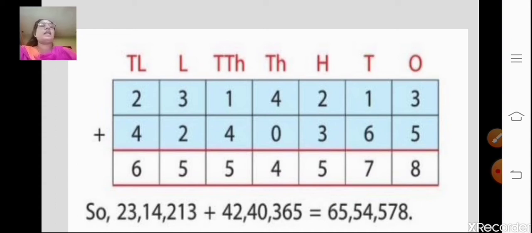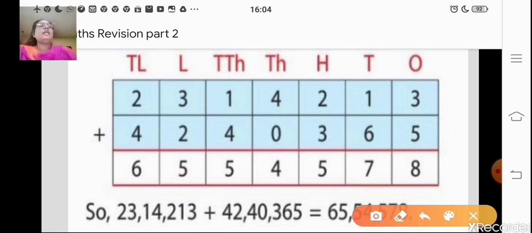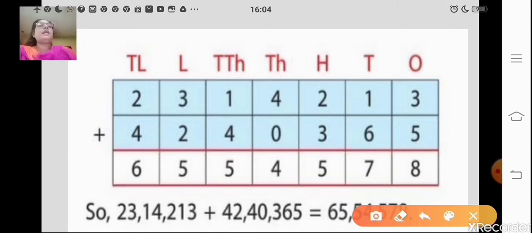3 plus 5 is 8. Then 1 plus 6 is 7. 3 plus 2 is 5. 4 plus 0 is 4. 1 plus 4 is 5. 3 plus 2 again is 5. And 4 plus 2 is 6. This is just a direct addition sum.